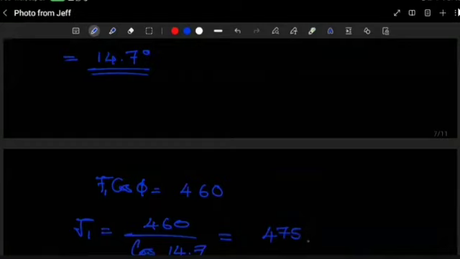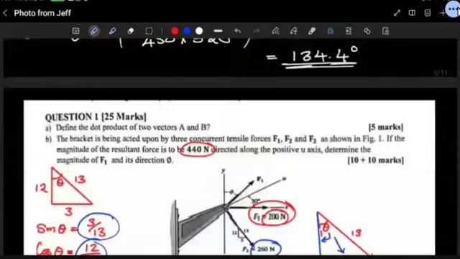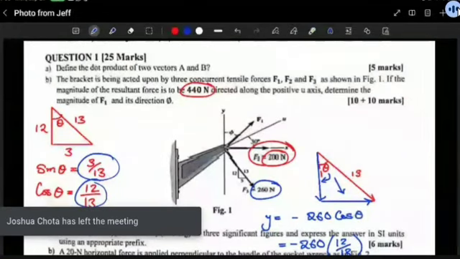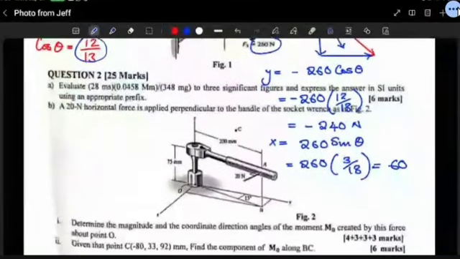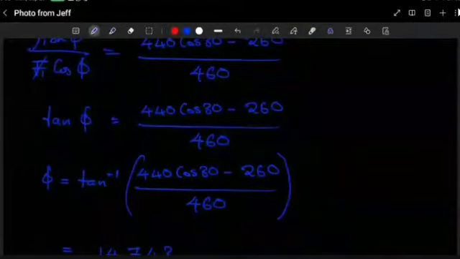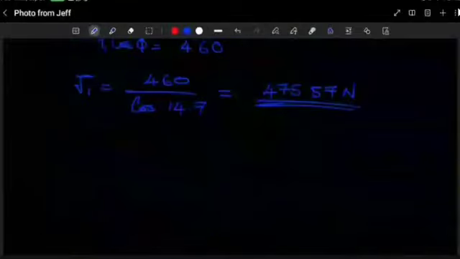475. So that becomes our F1. Any question? Consider this was straightforward, 10 marks. Once you understand how it was going, those 10 marks were free. Like how negative, like this one is negative, this one is positive, that one is okay.